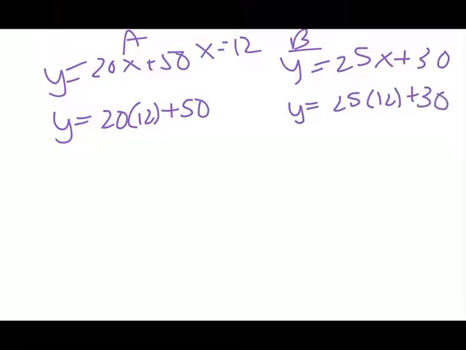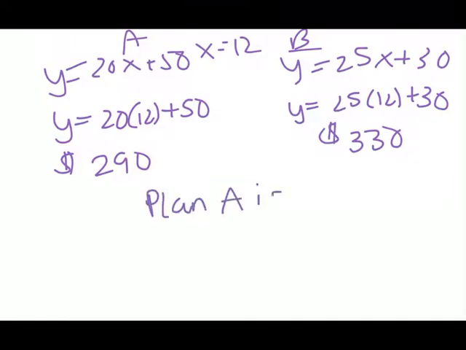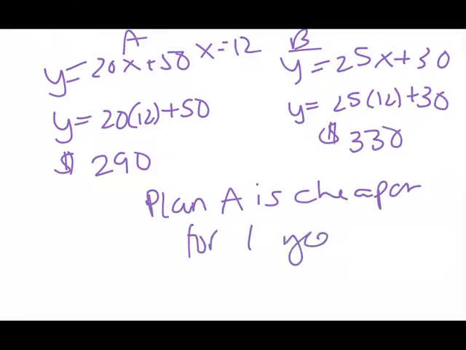So this is going to be 20 times 12 plus 50. That's going to be $290. So plan A is $290 for a year. Plan B, 25 times 12 plus 30 is $330 for a year. So I'm going to go with plan A is cheaper for a 1-year contract. That's definitely the plan that I'm going to be using if I pay for a whole year.